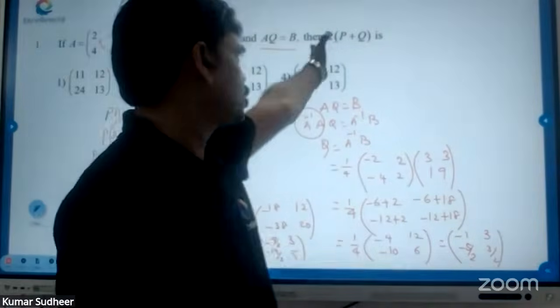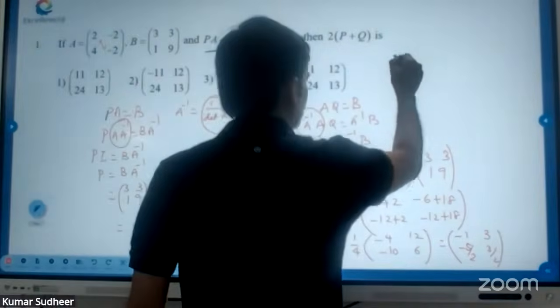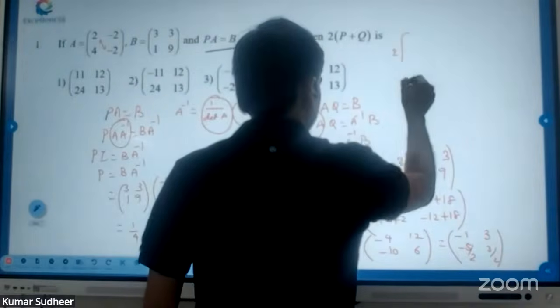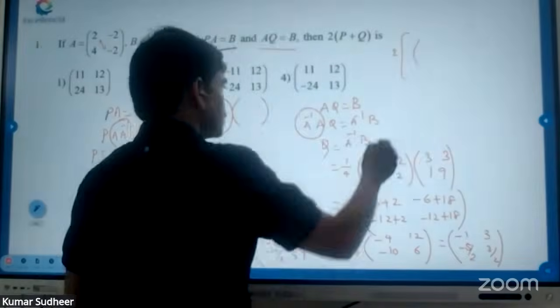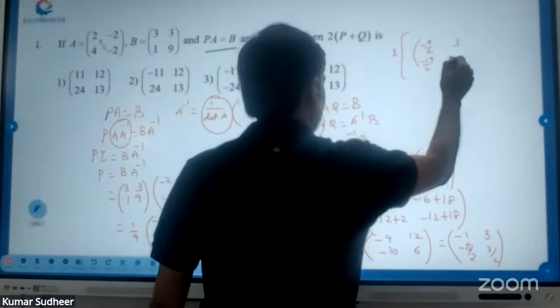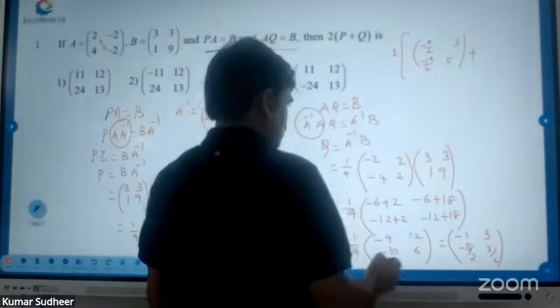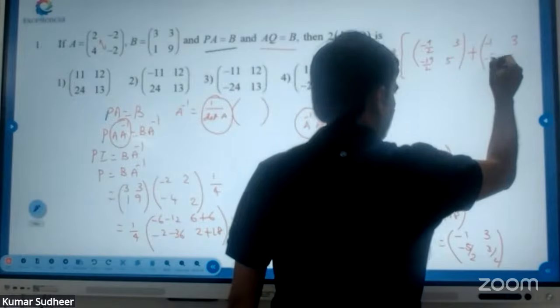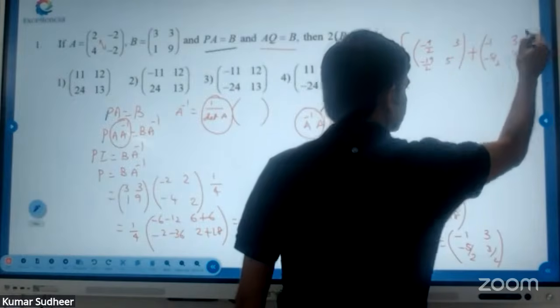Now what they are asking is 2 times of P plus Q. P is this matrix, so I will write that matrix here: minus 9 by 2, 3, minus 19 by 2, 5, plus the matrix Q: minus 1, 3, minus 5 by 2, 3 by 2.